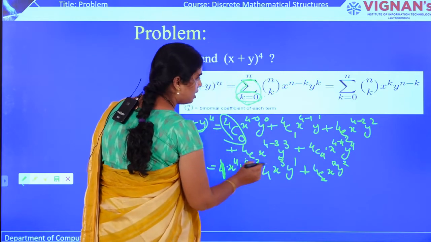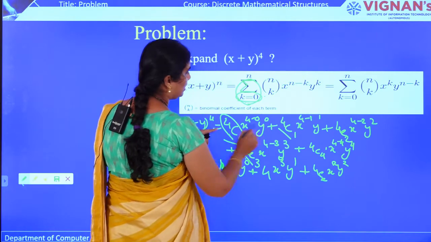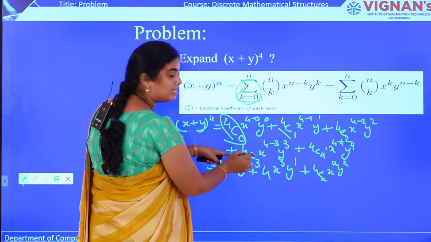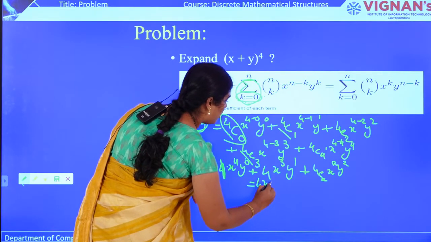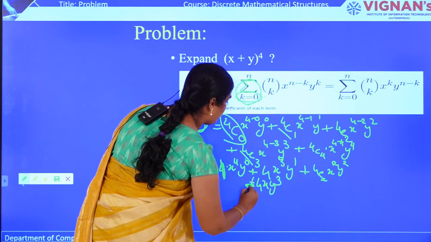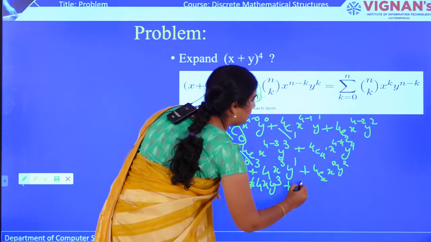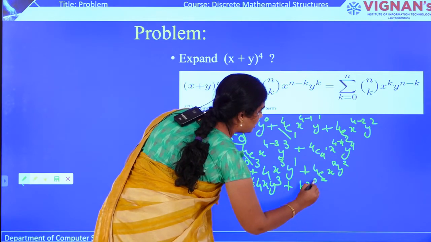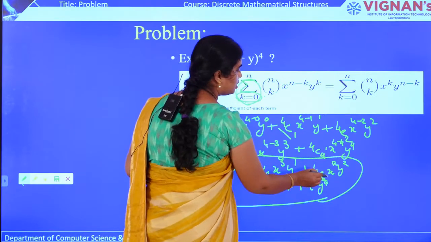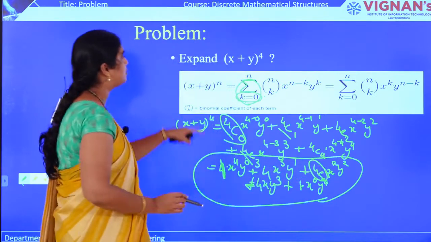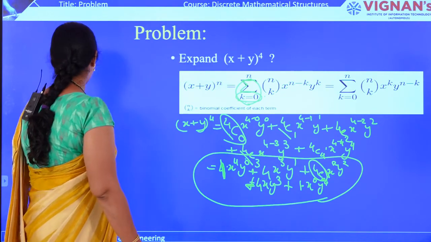Next, 4C3. See here, this 4C1 and 4C3 are equidistant. From the beginning this is the second term, from the end this is the second term. So, 4C3 will be 4, x to the power of 1, y cube. Next, 4C4 will be equal to 1 into x to the power of 0, y to the power of 4. Okay. Solve this for 4C2, and this is the expression which you are going to get after expanding (x plus y) whole to the power of 4.